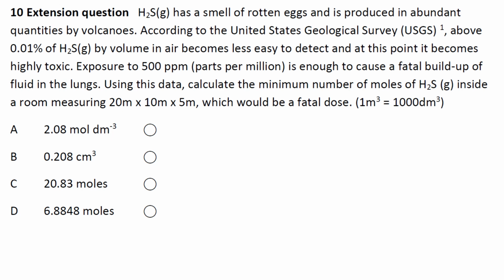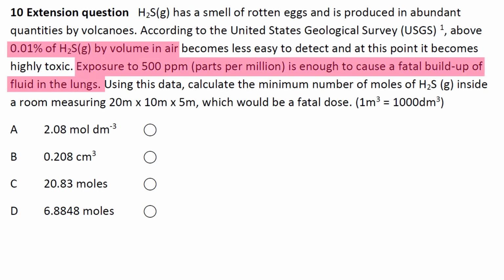So exposure to 500 parts per million is enough to cause a fatal buildup of fluid in the lungs, and they want you to use this data to calculate the minimum number of moles of hydrogen sulfide gas inside a room measuring 20 meters times 10 meters times 5 meters, an enclosed space in other words, which would represent a fatal dose. It also tells you that 1 meter cubed equals 1000 decimeter cubed.